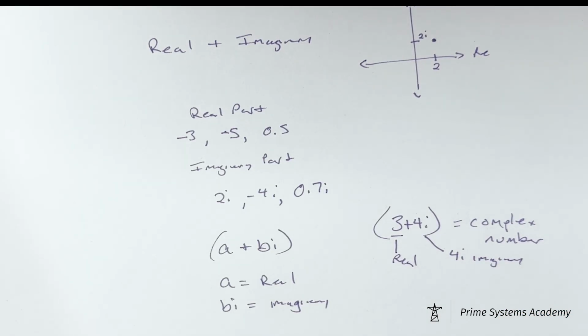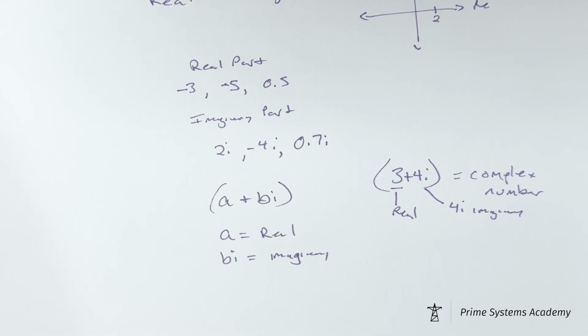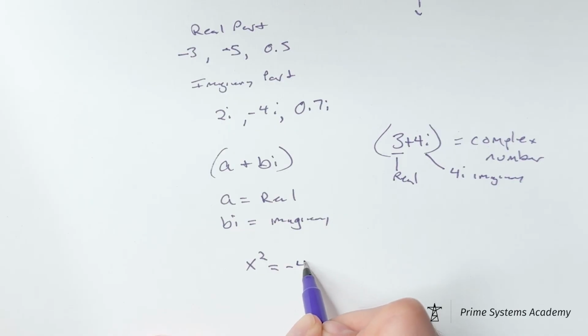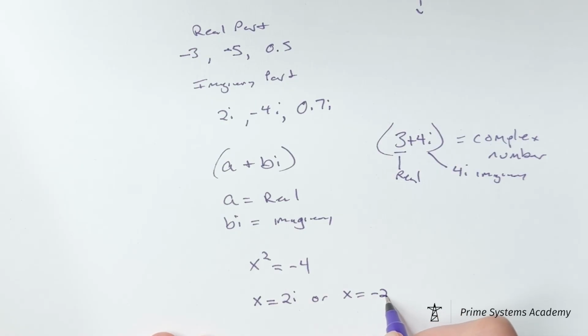All right, so how they work. Complex numbers help solve equations that regular real numbers can't, especially when you're dealing with the square roots of negative numbers. So for example, the equation x squared equals -4 has no real solution. But with complex numbers, we can say that the answer is x equals 2i or x equals -2i.